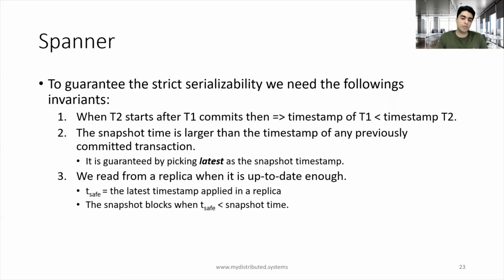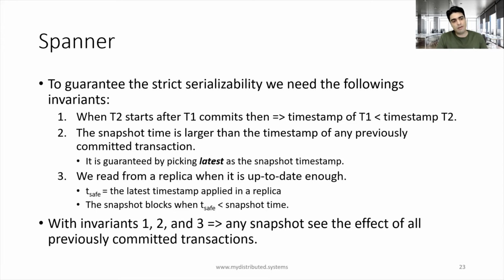So whenever a snapshot time is larger than tsafe, there is a possibility that we are missing some version in the version chain of a key. So we have to make sure that we have received all versions and then run a snapshot algorithm, right? And this tsafe is exactly for that purpose. So if we have these three properties, 1, 2, and 3, then our snapshot algorithm guarantees strict serializability.